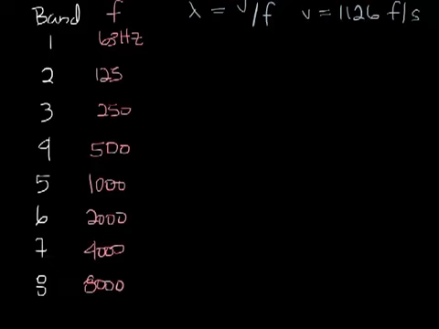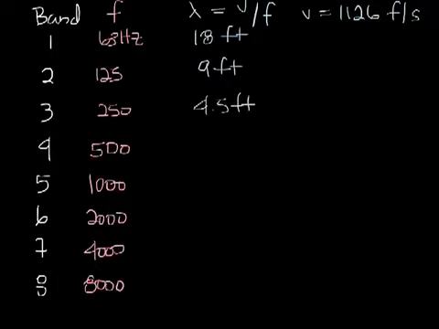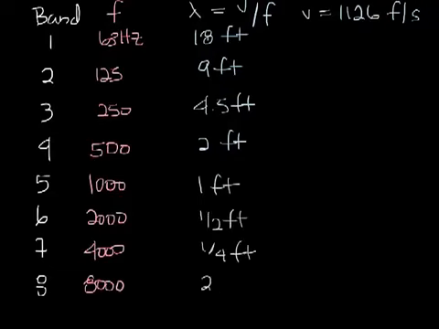you come up with the wavelength of the first octave band is about 18 feet, the second octave band is about 9 feet, the third's about 4.5, the fourth is about 2 feet, the fifth is about 1 foot, the sixth is about 1/2 foot, the seventh's 1/4 foot, and the eighth is about 2 inches. Now if you visualize a sound wave, now that you know how long they are, you can quickly see how some sound waves, low frequency waves in particular, are too large to be absorbed by normal construction materials. For instance, the first band wave is 18 feet, that's larger than the average office.